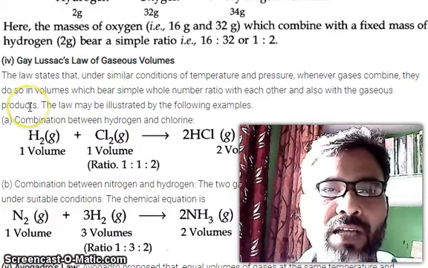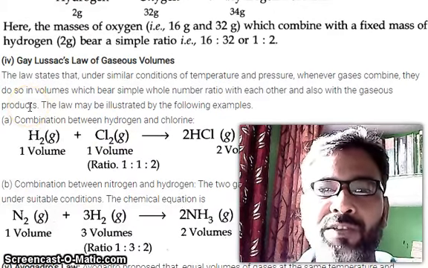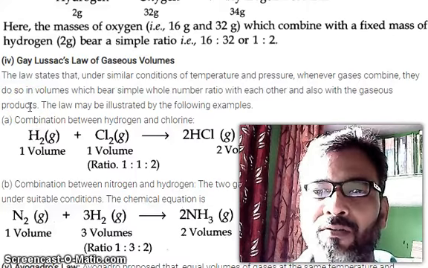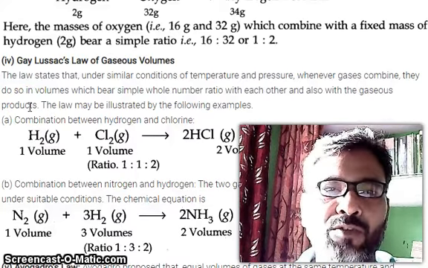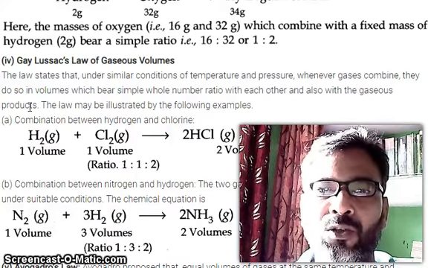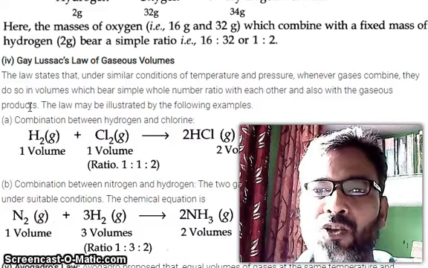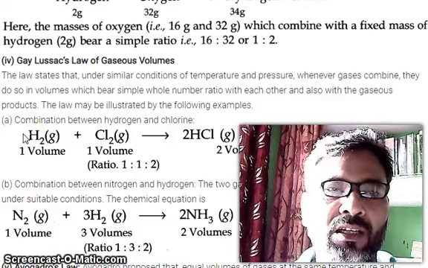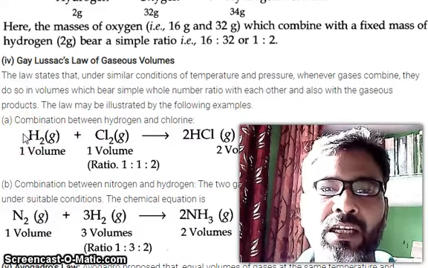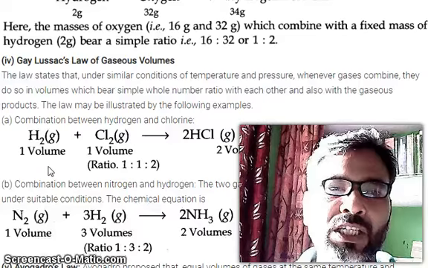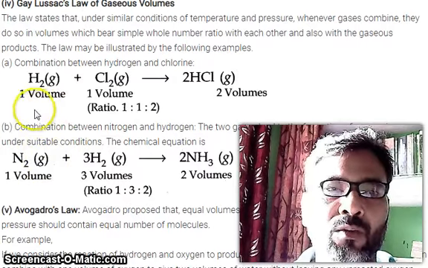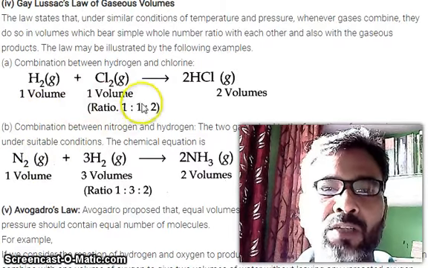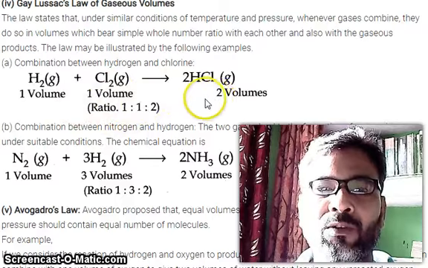Gay-Lussac's law of gaseous volumes. The law states that under similar conditions of temperature and pressure, whenever gases combine, they do so in volumes which bear a simple whole number ratio with each other and also with the gaseous products. The law may be illustrated by the following examples. Combination between hydrogen and chlorine. This is H2, 1 volume, Cl2, 1 volume, and it gives 2 volumes of hydrochloric acid.